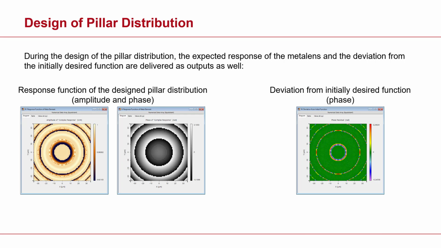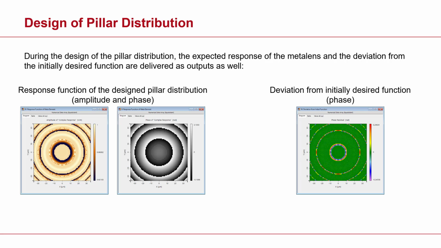What we next look at, what we next analyze, is the response function of that pillar distribution we just designed. This means we're not simulating the meta lens itself, the meta lens proper yet. What this is simply doing is mapping back, once again, from the distribution of pillar diameters that we just generated, back to the efficiency and phase information, that curve that we generated, and reconstructing the amplitude and the phase response, the complex response of this pillar distribution. And from that, we get what we see on screen right now.